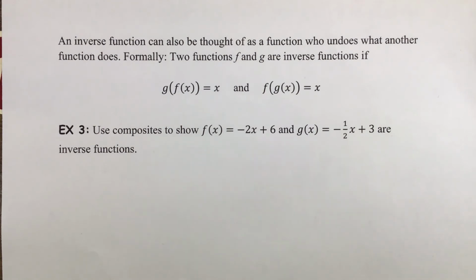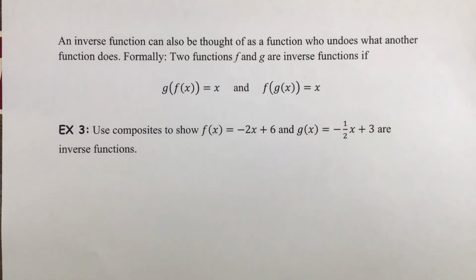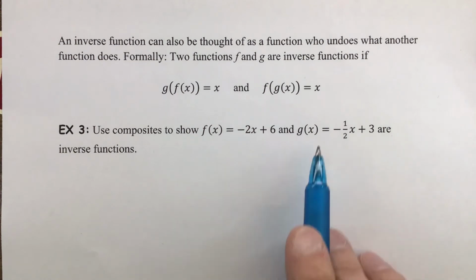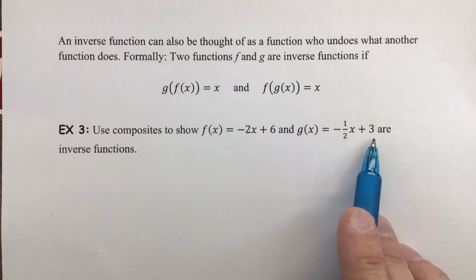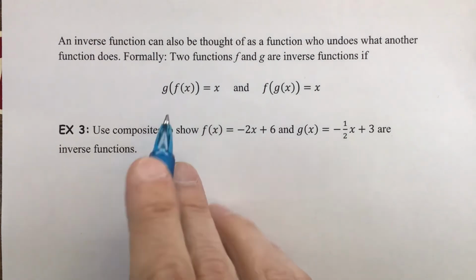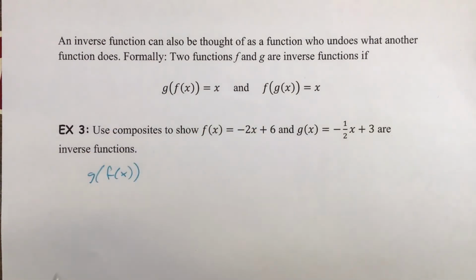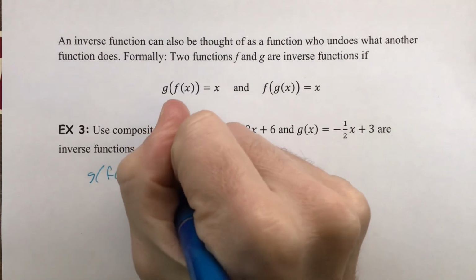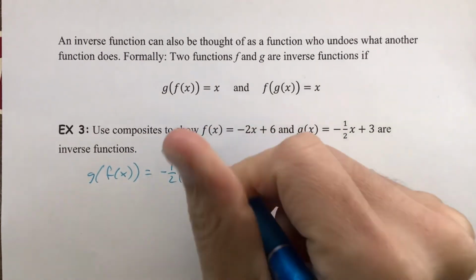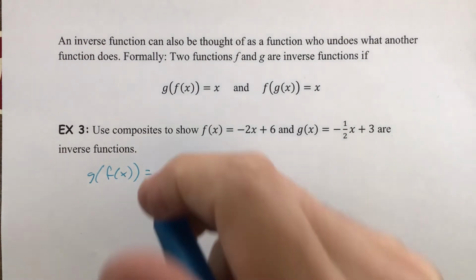So it doesn't matter which way you build the composite, but those composites would cancel out everything that the other one did. Example 3, use composites to show f of x, which is equal to negative 2x plus 6, the same function that we had at the very beginning, and g of x, negative 1/2 x plus 3, are inverse functions. All right, so let's build some composites. We'll do this first. G of f of x. Okay, what I'll need to do for that is build a shell using this. And in the parentheses, I'm going to drop in f of x.